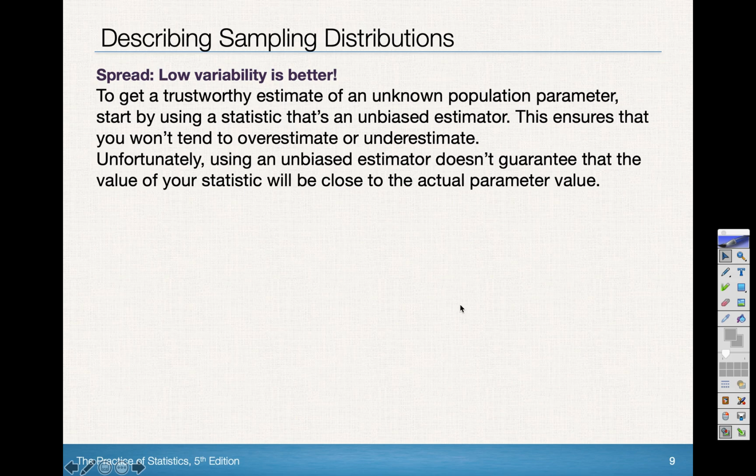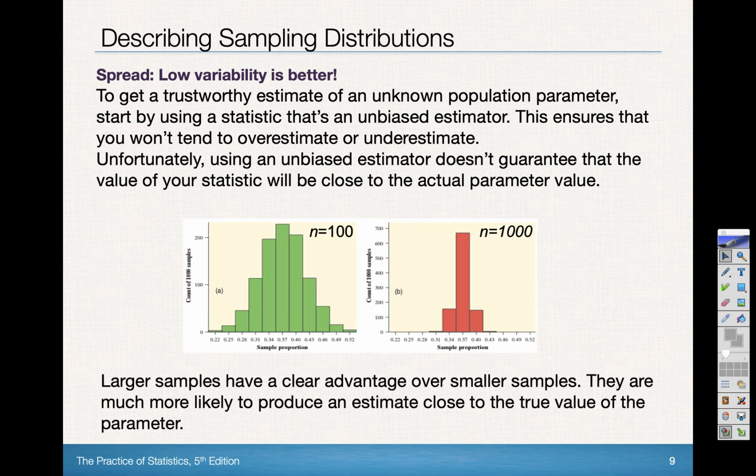What about spread? Well, obviously, the lower the variability, the better. Variability is going to depend on how large my sample sizes are. On the left in the green, you'll see a sampling distribution with a sample size of 100. On the right, you'll see a sampling distribution with a sample size of 1,000. What you'll notice is that the centers are the same. They're both 0.37. The difference is this spread is much smaller than this spread.